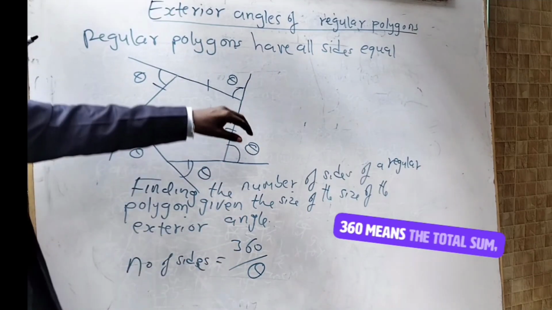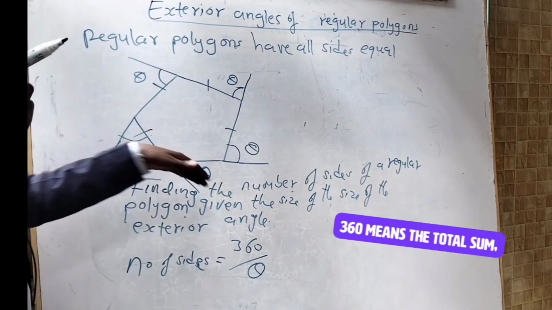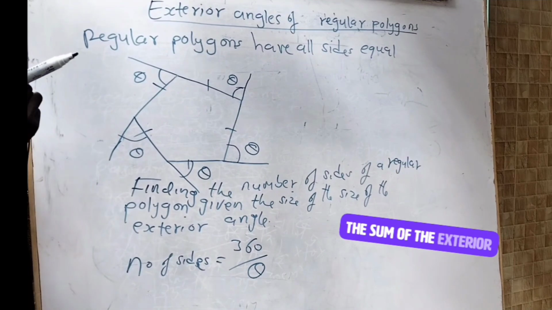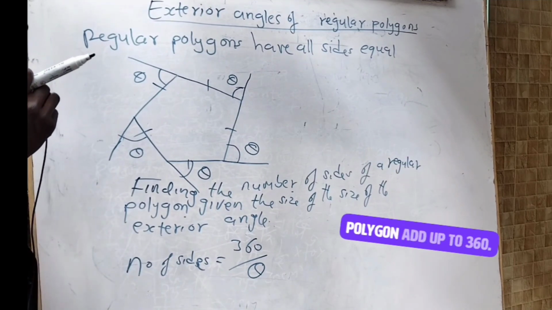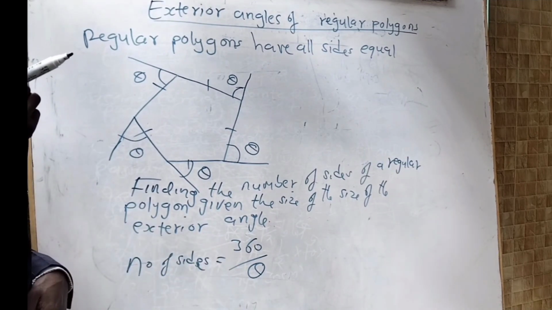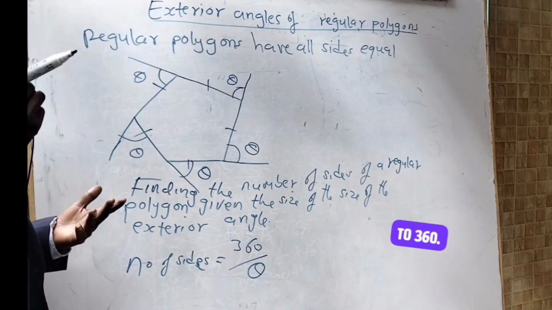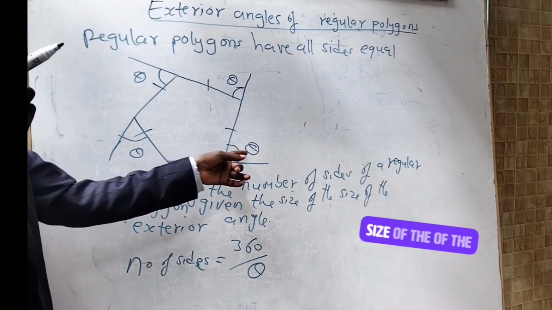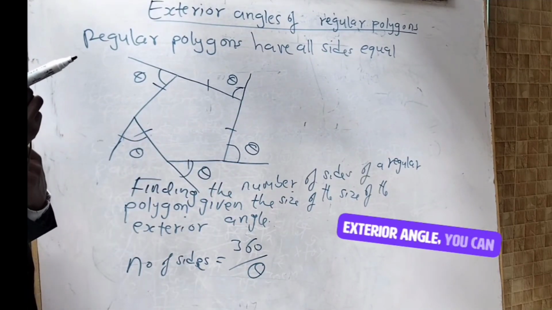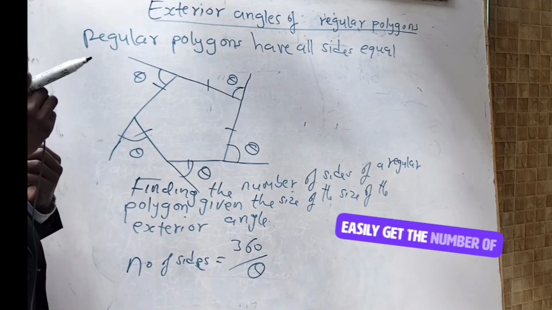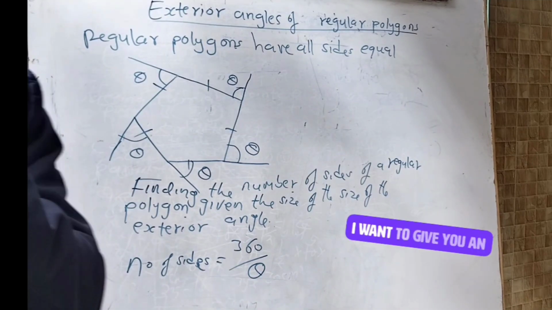360 means the total sum: the exterior angles of a regular polygon add up to 360. They add up to what? To 360. So if you are given the size of the exterior angle, you can easily get the number of sides. I want to give you an example.